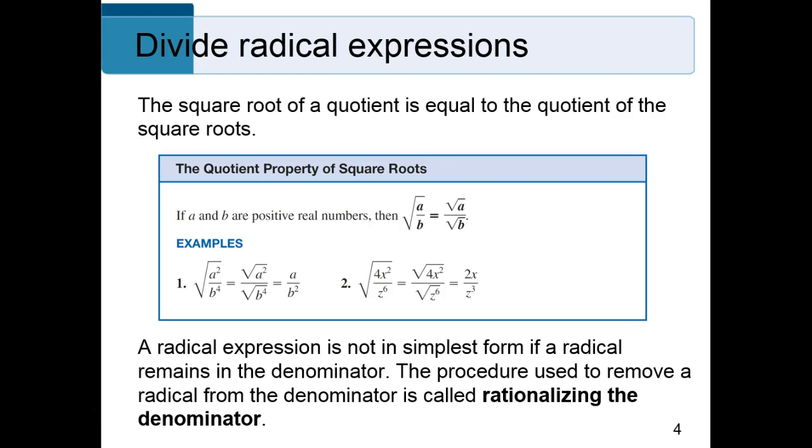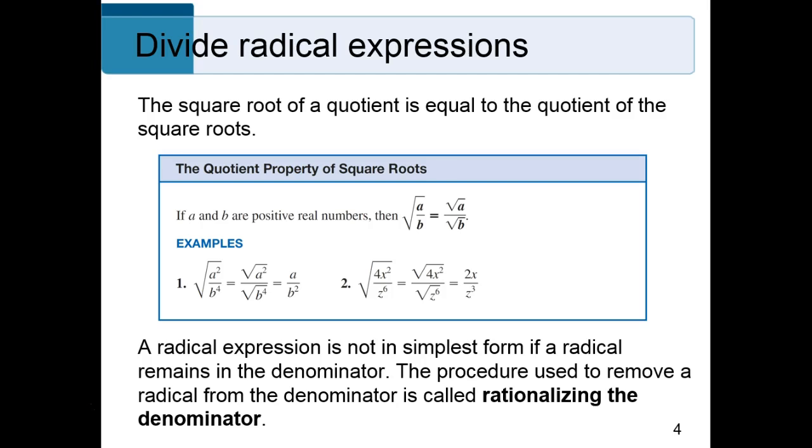What would be the square root of A squared over B to the fourth be? A over the square root of... B what? B the second? A over B squared. Perfect. Because it's the square root of the top, which is A, over the square root of the bottom, which is B squared.